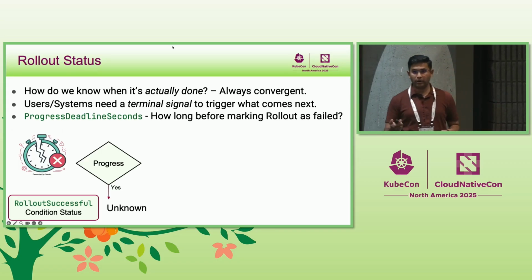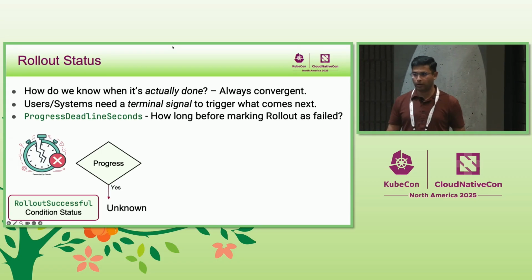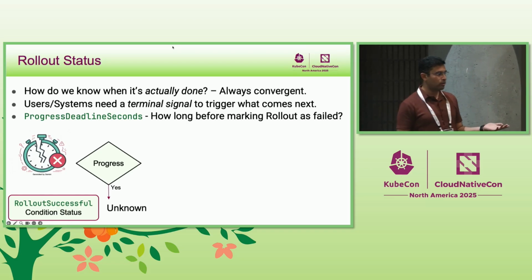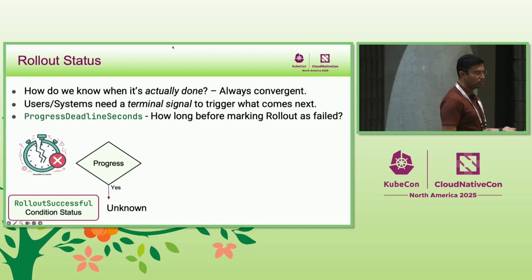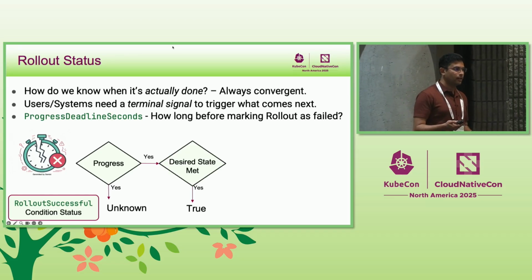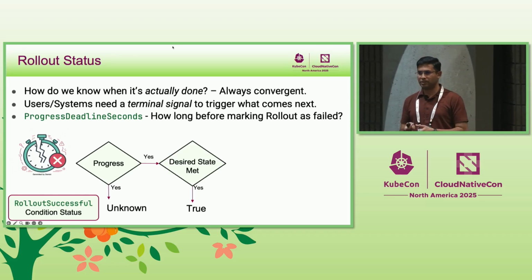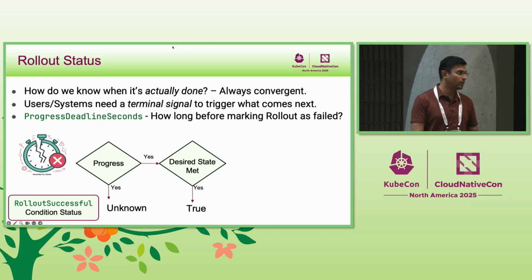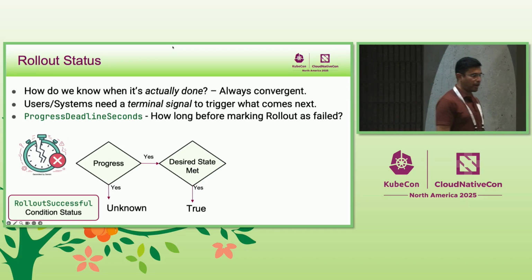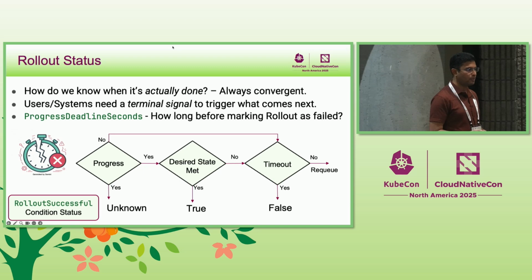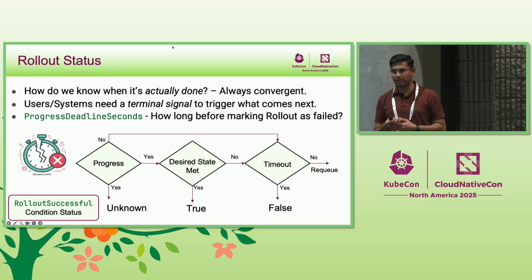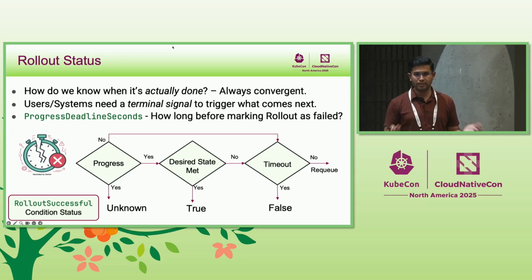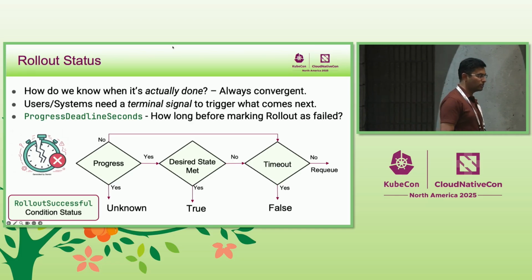If there is any progress detected in the rollout, that means new pods are created, old pods are deleted, then the rollout successful condition status is set to unknown, meaning there is progress happening. And then if the desired state is met, that means we've already achieved what we wanted to do, the number of desired replicas equals the actual replicas, then the status is true. That's the easy case. But when there is a timeout, that means no progress has been detected for the progress deadline seconds, it's timed out and the rollout status is set to false.